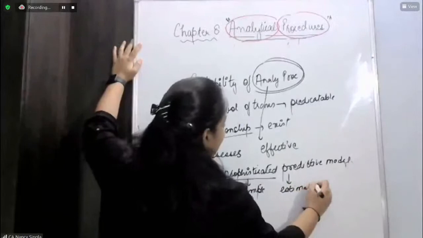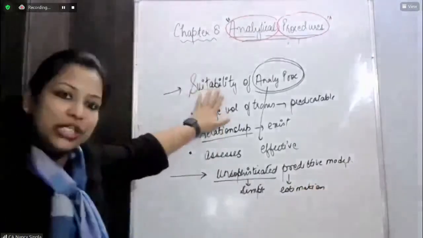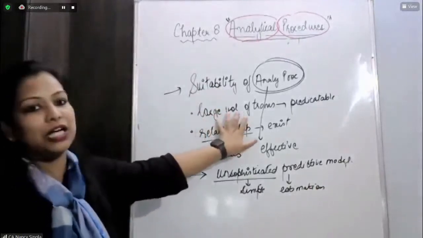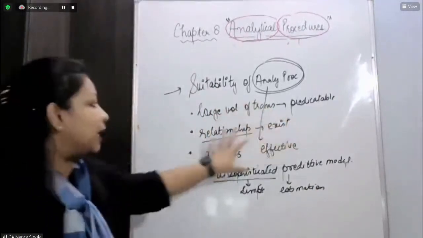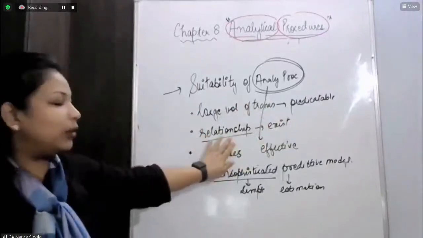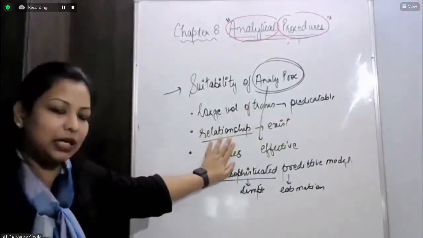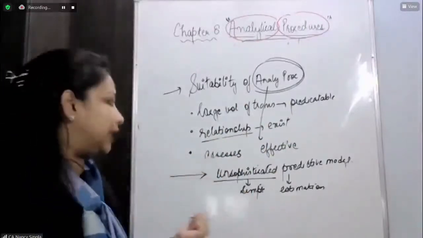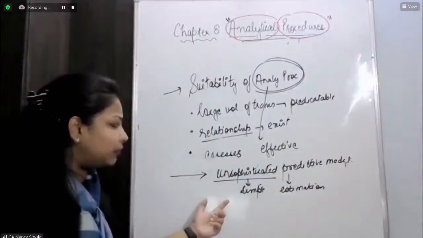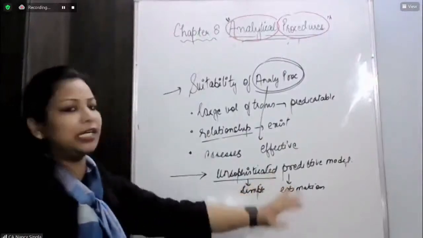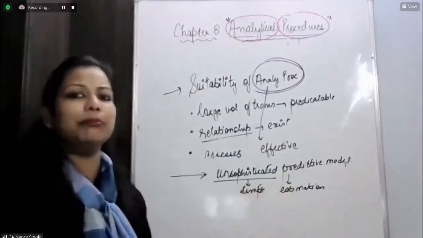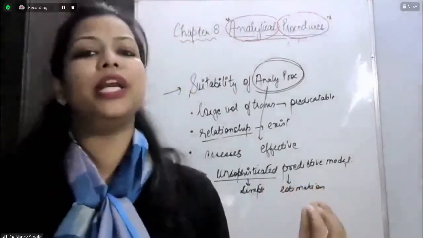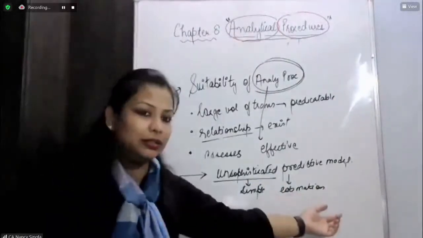So we are saying which analytical procedure is suitable. पहले तो हमने देख लिया it is suitable only when there is a large volume of transactions which is predictable, a relationship is there, and only when the auditor considers it effective. अगर auditor को लग रहा है that he should apply test of detail, then apply test of detail. Then it says that in certain cases now, an unsophisticated predictive model, that is simple calculation, simple estimation, is sufficient. With higher accuracy you are able to obtain the results.